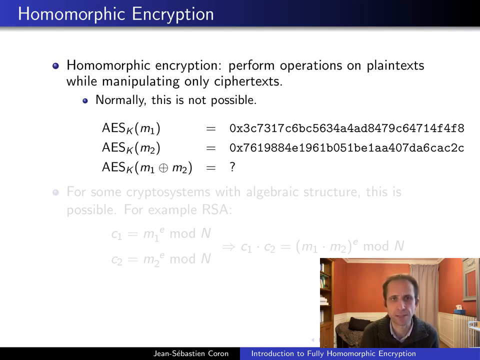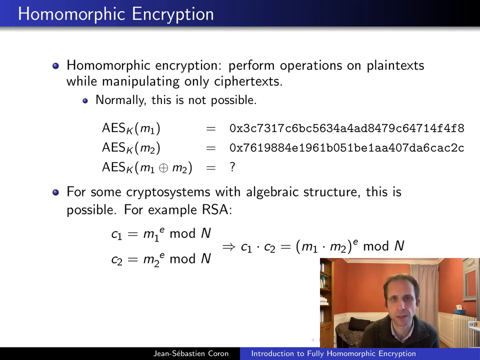Of course, if we know the secret key, we can decrypt the first ciphertext, decrypt the second ciphertext, compute M1 XOR M2, and re-encrypt. But if we don't know the secret key, clearly we cannot do this. But for some cryptosystems with some algebraic structure, such as RSA, this is possible. With RSA, if C1 is the encryption of M1, M1^e modulo N, and C2 the encryption of M2, M2^e modulo N, and we multiply the two ciphertexts C1 and C2, we see that this is equal to (M1 times M2)^e modulo N. So this is an encryption of M1 times M2.